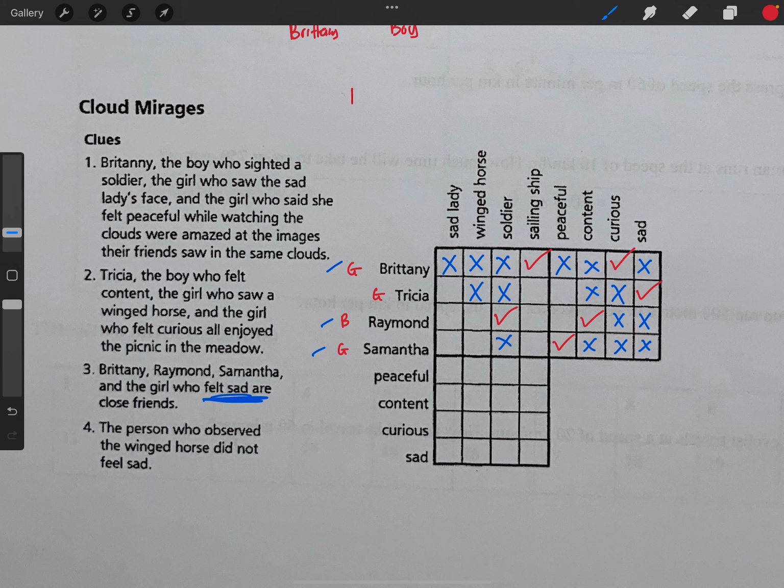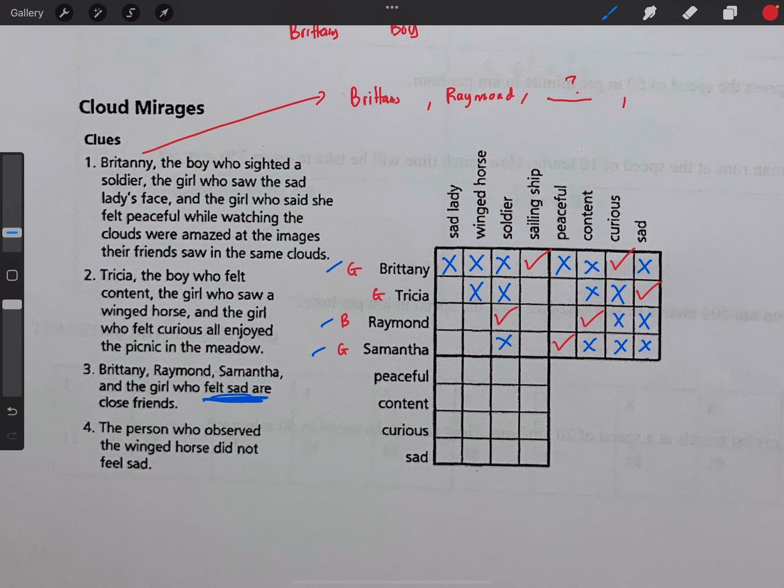So let's list it out. We got Brittany. This is the first person. The boy, so that's Raymond. Okay. The girl who saw the sad lady's face. So who saw the sad lady's face? It's either Trisha or Samantha. And the girl who, so we don't know who this other person is.